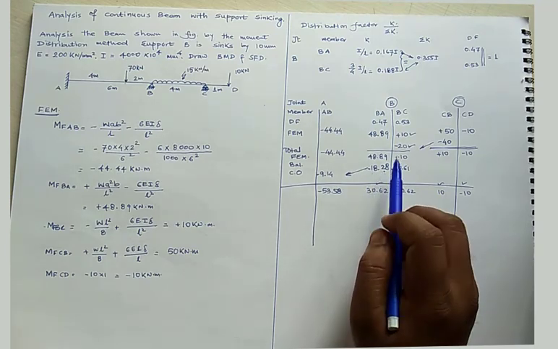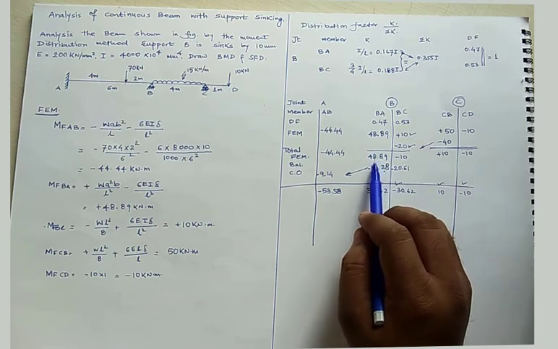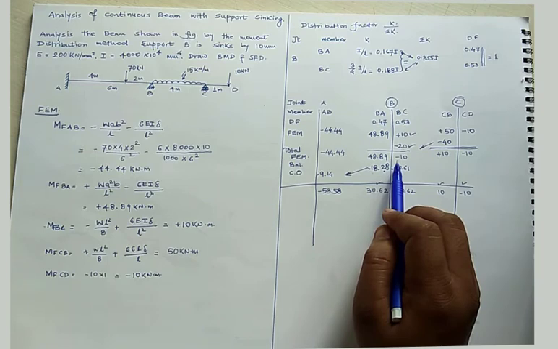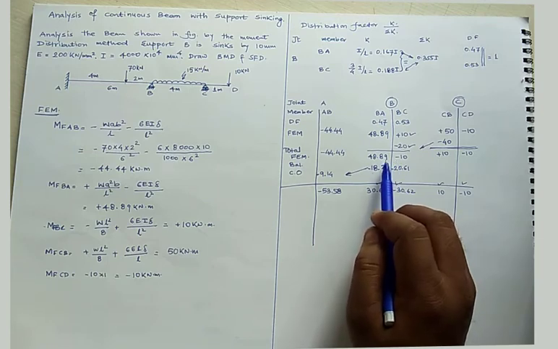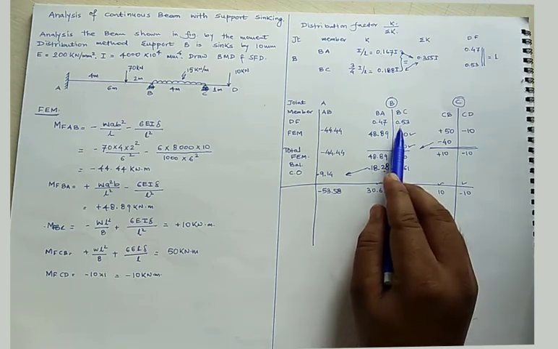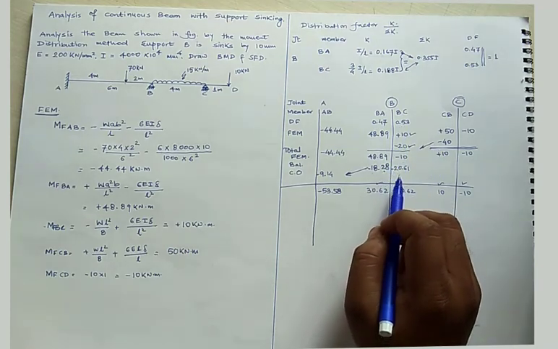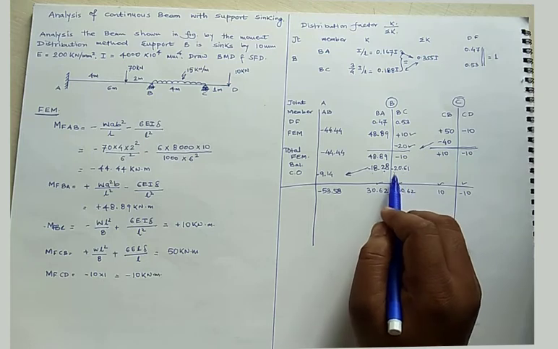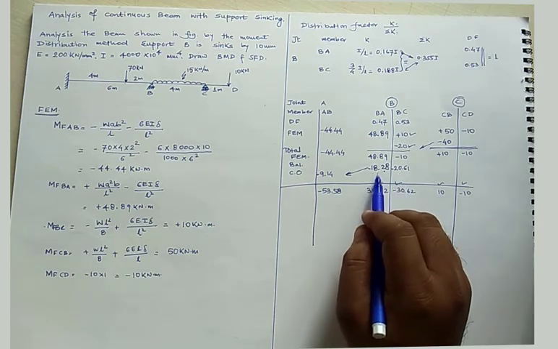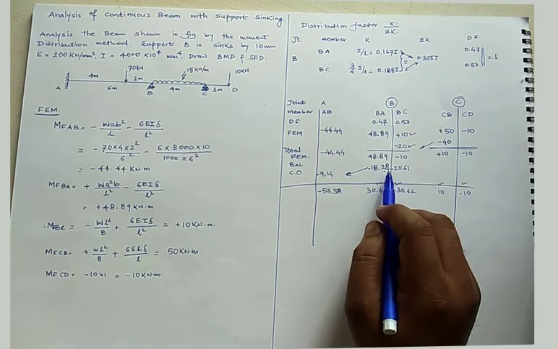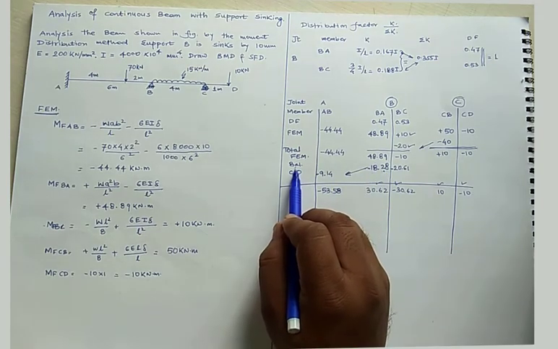Similarly, for this unbalanced moment 48.89 minus 10, the value we are getting is 38.89, and if you multiply with the distribution factor of BC, 0.53, the value will be plus 20.61. To counteract that value, we have to write it with the minus sign. So we are getting minus 20.61. This is where we balance the unbalanced moment. This step is called the balancing one.